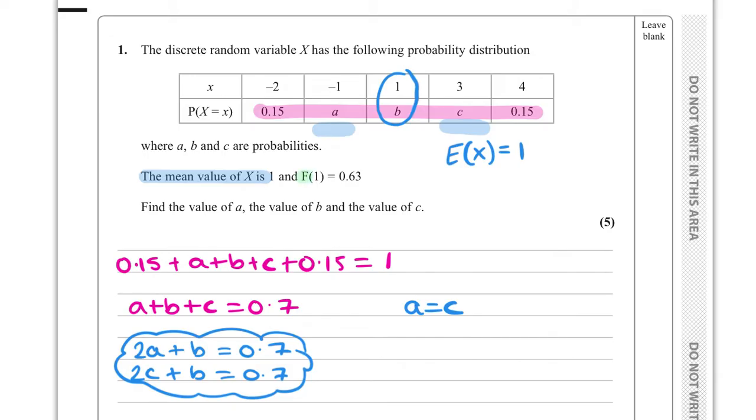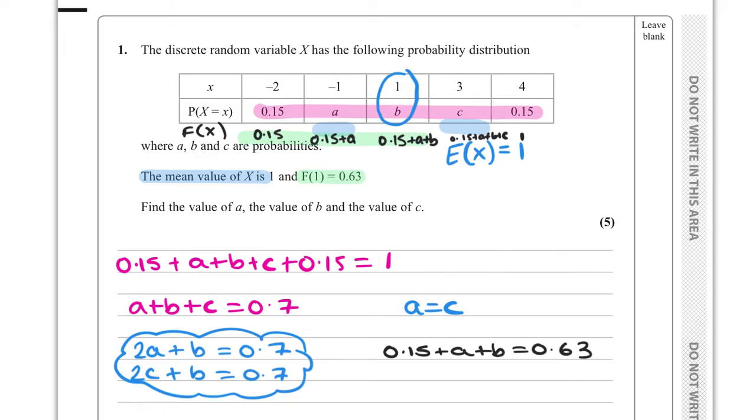Then we keep reading. We've got the next clue. Our cumulative frequency at 1 is 0.63. So that means these three add up to 0.63. If you were to write your F of x, you know that this is 0.15, this is 0.15 plus a, this is 0.15 plus a plus b. What is this last one here? 1. And then this would be 0.15 plus a plus b plus c. So actually, we've got a bit more information now. We know that 0.15 plus a plus b equals 0.63. So that means a plus b equals 0.48.